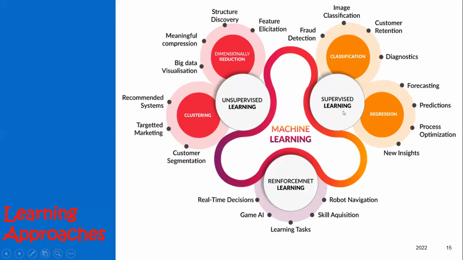Using the supervised learning method, I can go with either classification or regression. If you are going for regression, the applications you can do are forecasting, predictions, process optimizations, and new insights. And with classification you can do diagnostics, fraud detection, customer retention, etc.